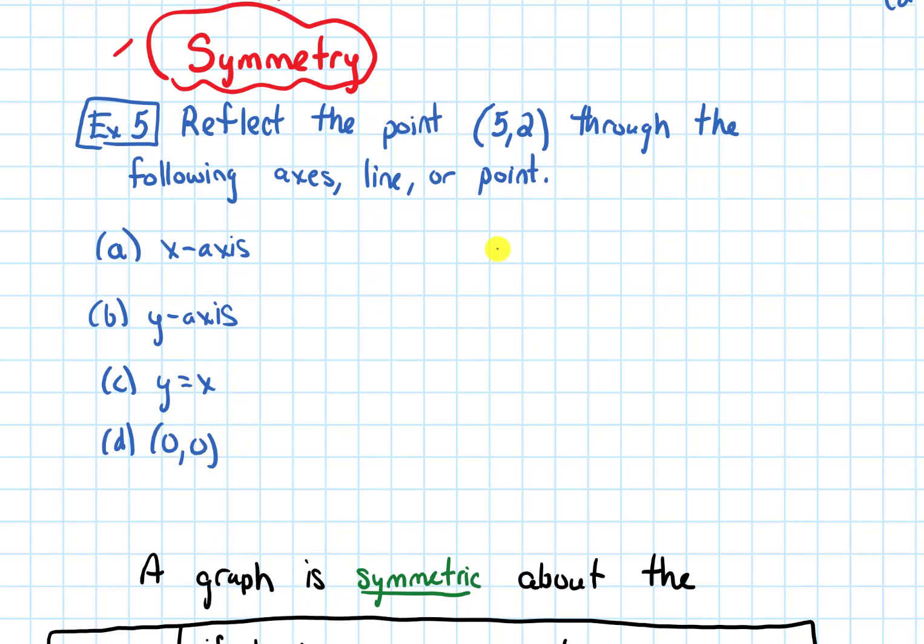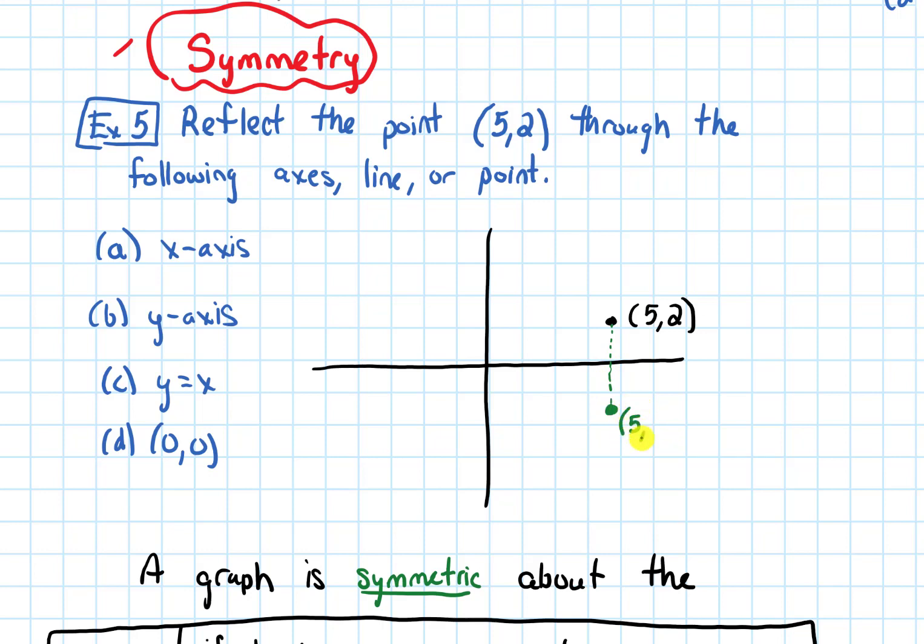So let's draw some axes. And then we can plot this point, (5, 2). That would be somewhere over here. The x and the y values are both positive. And then in part A, it says to reflect this across the x-axis. So that means we draw the mirror image of this point across the x-axis. That would be somewhere down here. So that point is going to be (5, -2), since the y-coordinate becomes -2. So this is across the x-axis. That's the answer to part A.